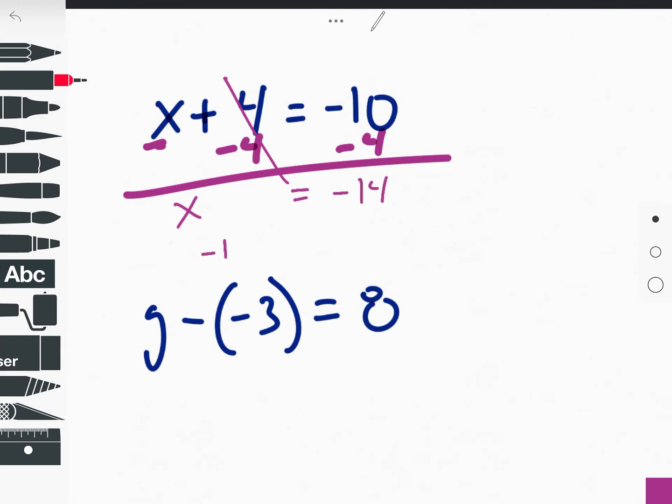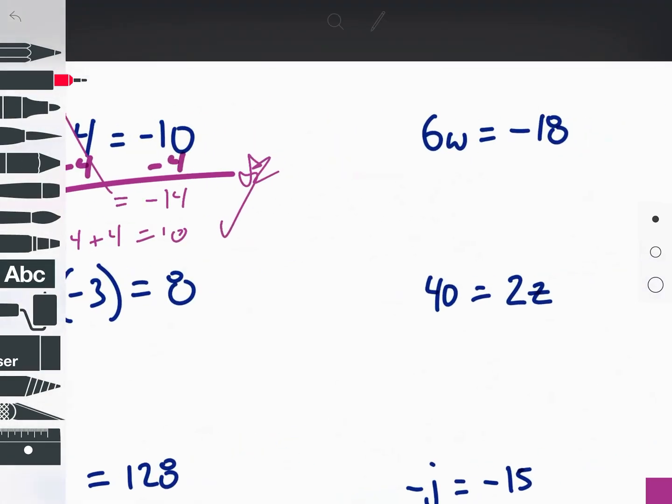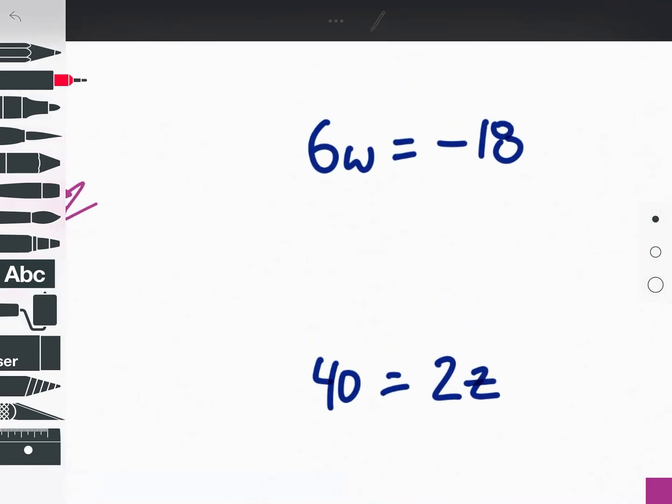So let's see if it's true. Negative 14 plus 4 equals 10. And that is totally true. Fiery check mark.